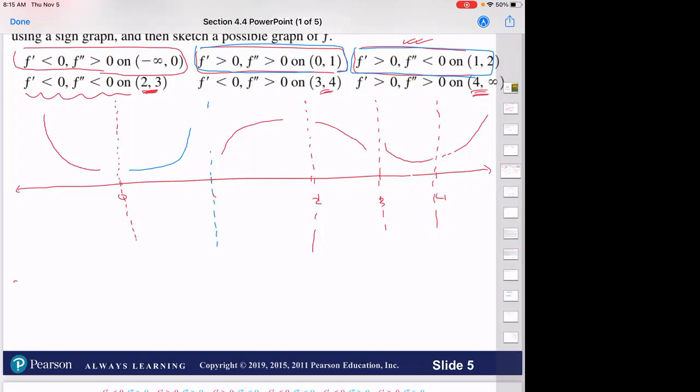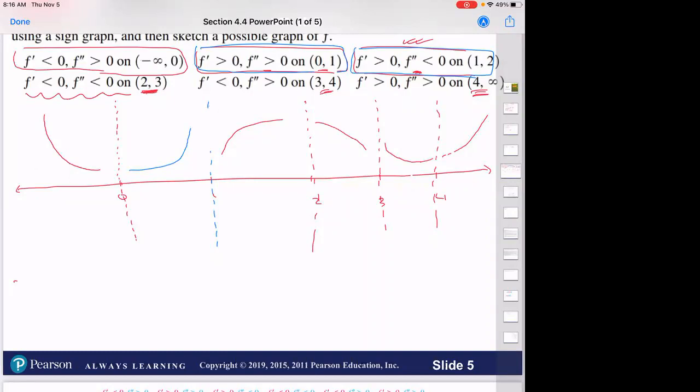At 1, on the left side of 1, in the interval from 0 to 1, the function is concave up, second derivative positive. On the right side of 1, second derivative negative, meaning the function is concave down. You're right. And you said 3, yes. On the left side of 3, that is on the interval from 2 to 3, second derivative negative, concave down. You're right.